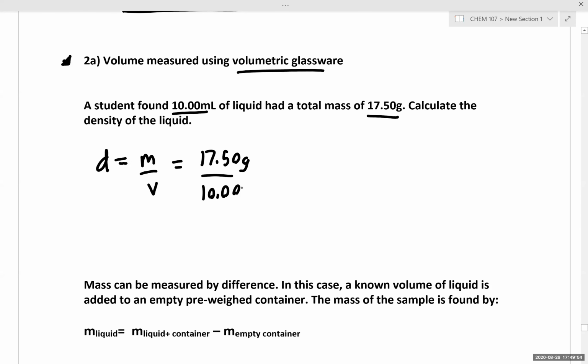So we have 17.50 over 10.00. Both of our numbers have 4 sig figs. As a result, our final answer needs to have 4 sig figs. That gives us 1.750 grams per milliliter for our density. Does this example make sense to everyone?